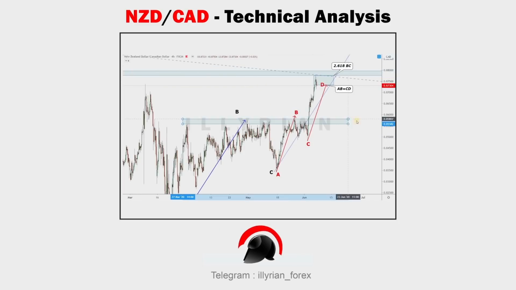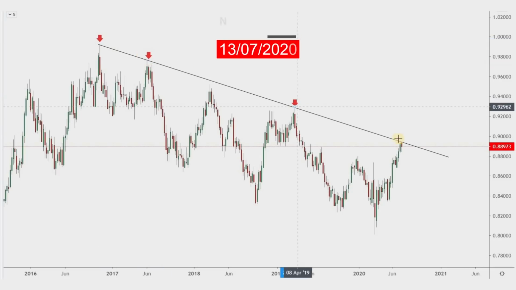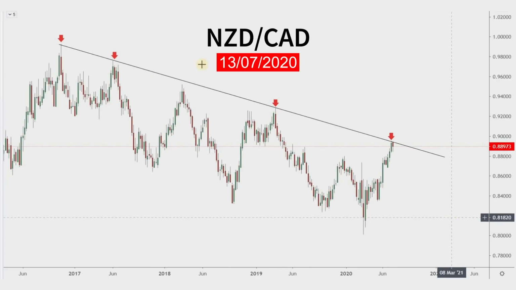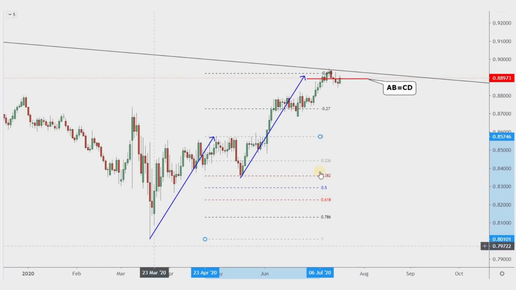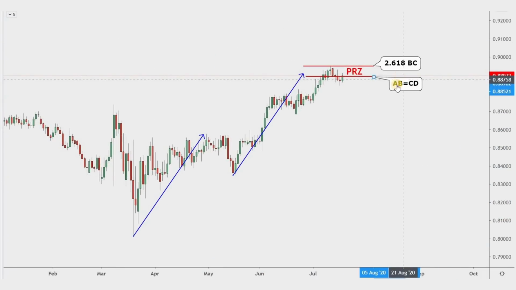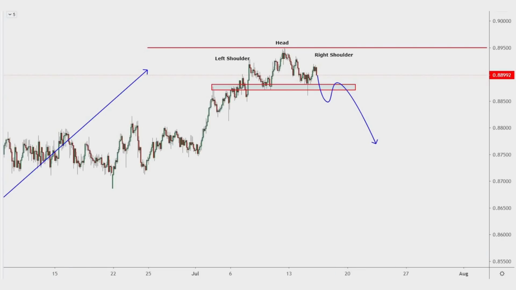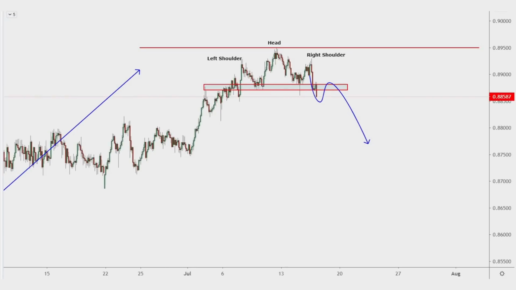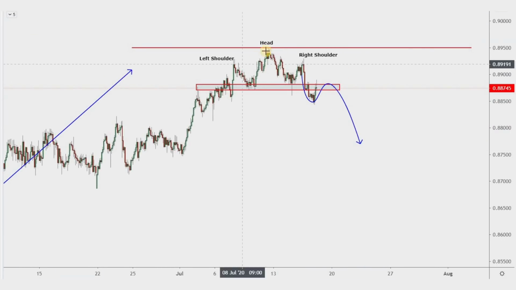And price tested the whole potential reversal zone. Price reached the potential reversal zone of this pattern. We shift to lower time frames to look for chart patterns. Price created a head and shoulders pattern. The structure wasn't very regular but it is a valid one.